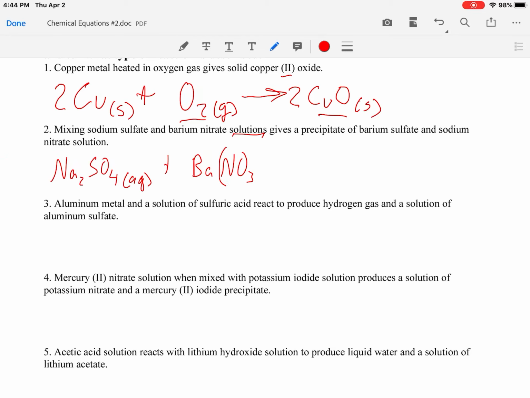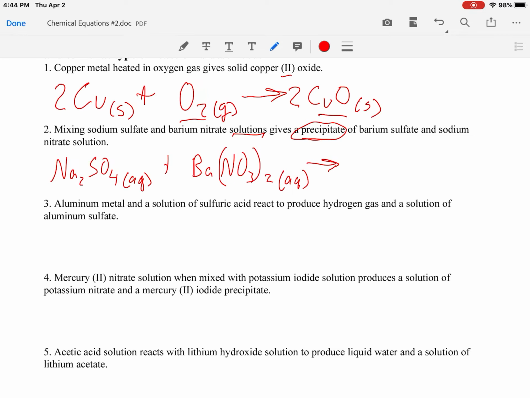And so we need 2 of those guys, which means we need parentheses, right? So 2 outside the parentheses around nitrate. That is a solution, so that's an AQ. And then on the product side, we have a precipitate of barium sulfate.